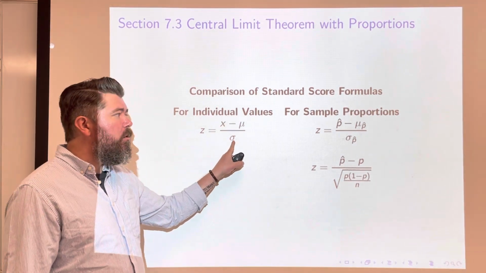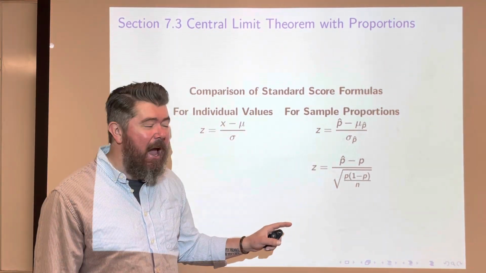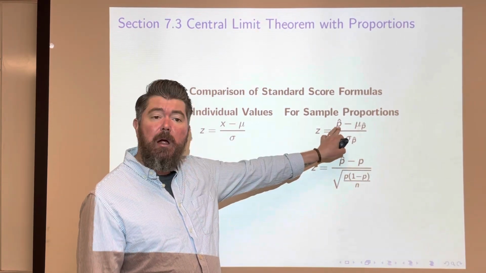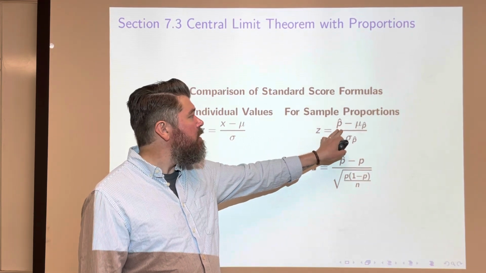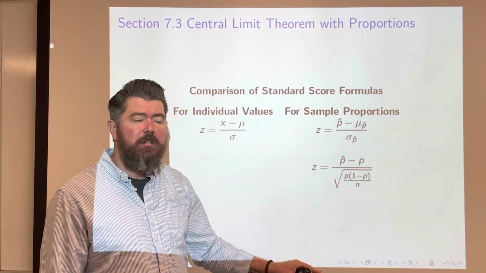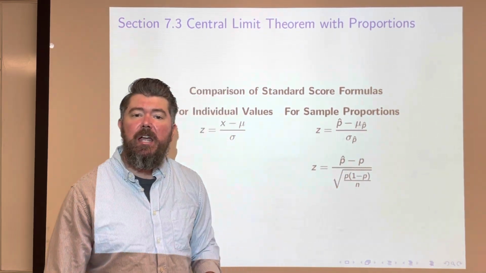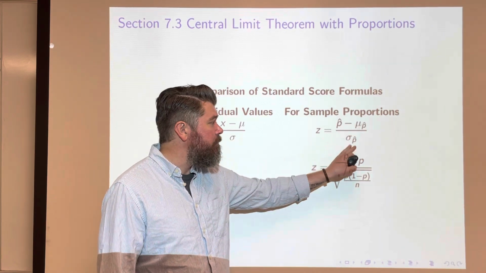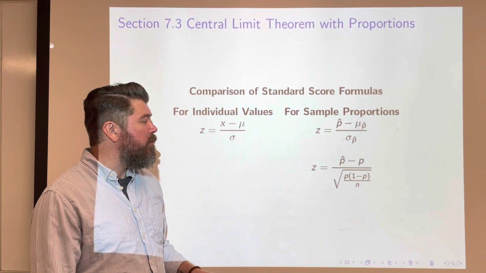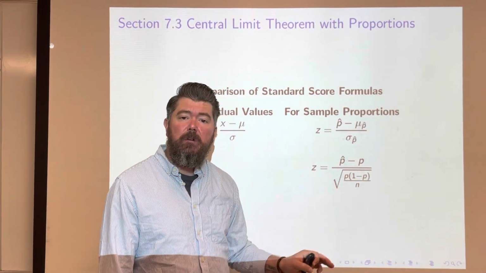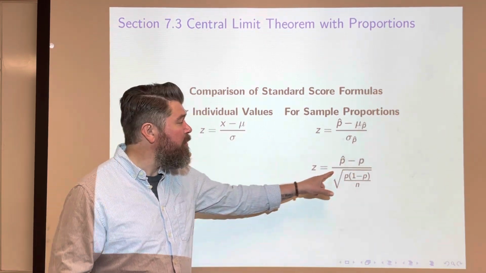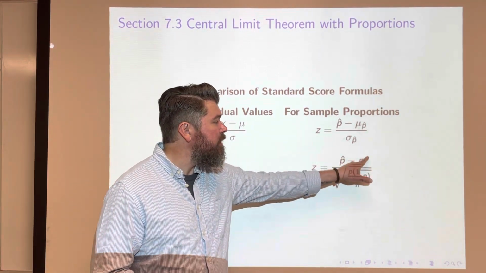But now we're going to look at our p hat distribution. So our values on the number line are going to represent p hat values. So we're going to take p hat minus the mean of my distribution divided by the standard deviation of my distribution. So I have p hat minus p over the square root of p times 1 minus p over n. Now, on your exam formula sheet, you're only given this formula.